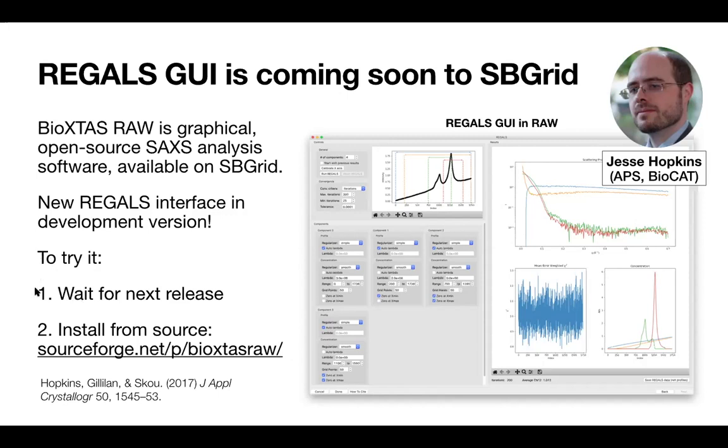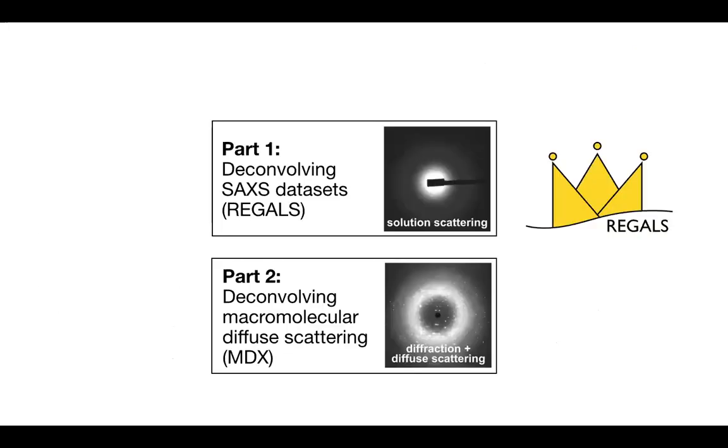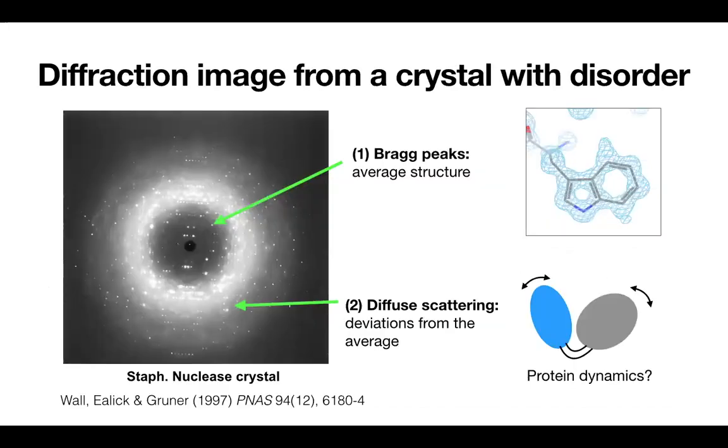So if you want to try it, you can install RAW from source, which is actually not terribly difficult, or you can just wait for the next release on SBGrid. And I think this will be included in that next release. Okay, so that was part 1. Part 2 is we're going to look at scattering from crystals.